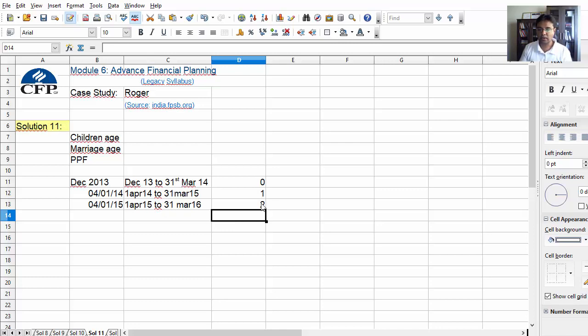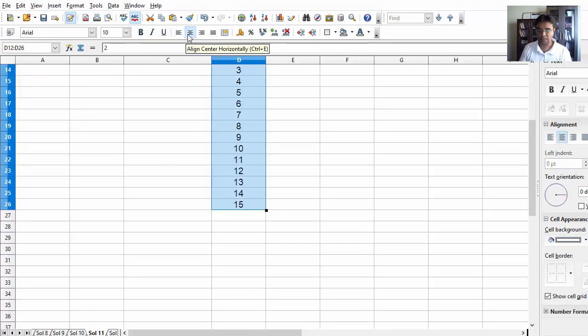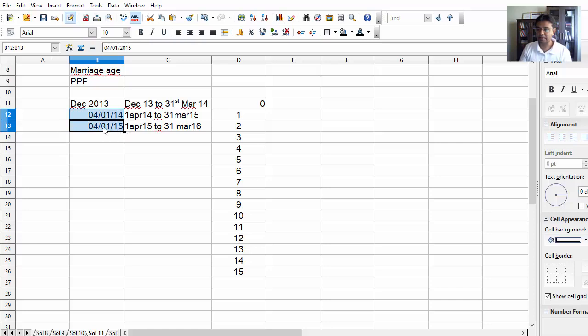Likewise, these are the characteristics or properties of the PPF. So I'll take 15 years, and similarly I'll put the years also. Now remember these are the opening dates: 1st April 14, then 1st April 15. So let me complete this.